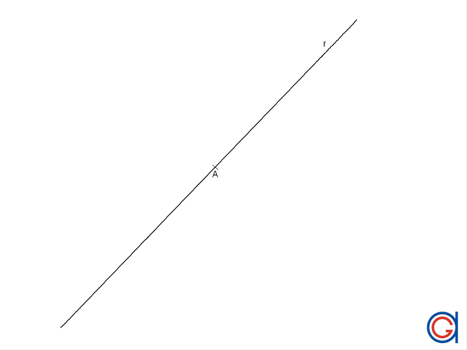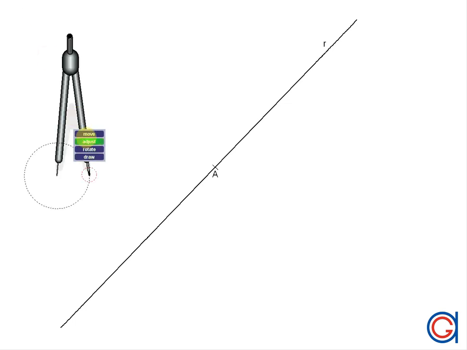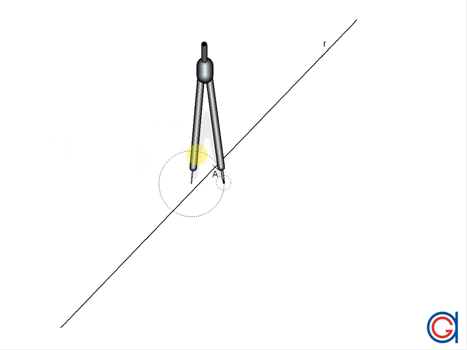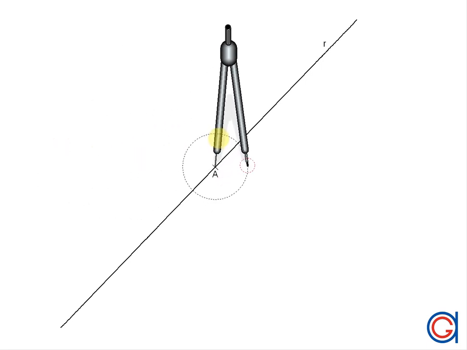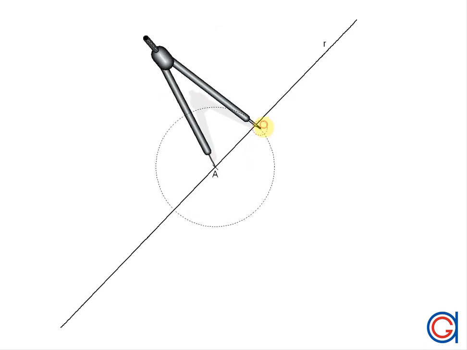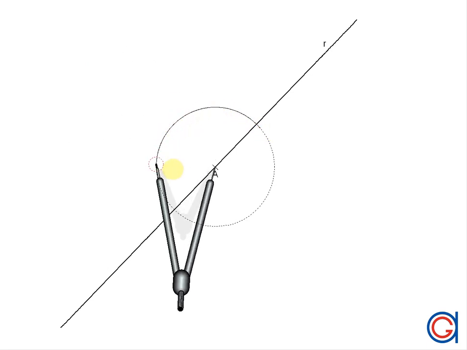Hello, today we are going to learn how to draw a perpendicular line from a given point on a given line. So as you can see, we have a given line R with a given point A marked in the center of the line. So the first step is setting our compass on point A and setting our compass to any given radius. In this case, 3 centimeters.